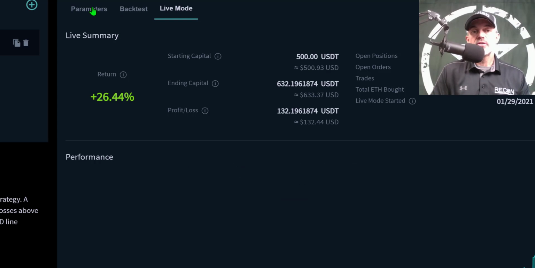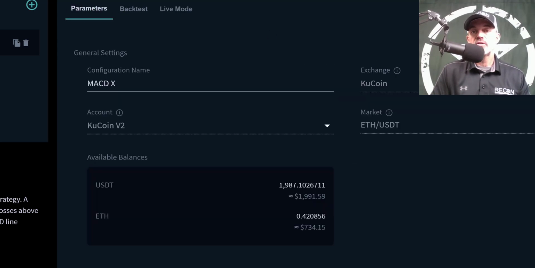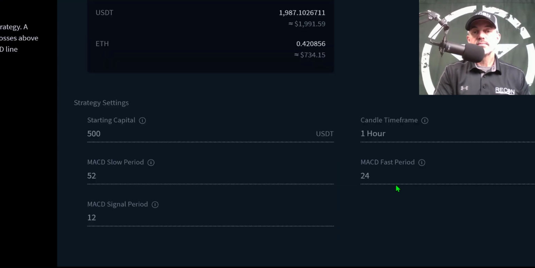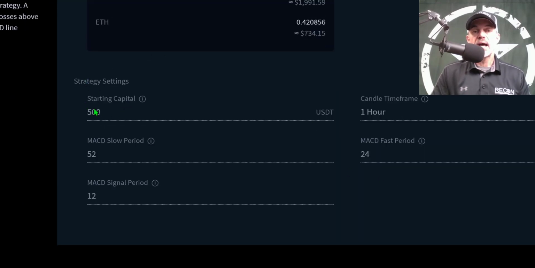Now I can share the parameters of this bot with you by clicking on the parameters tab, and you'll see I named it MACD Cross. The exchange I'm using is KuCoin, which is my KuCoin account. I'm trading ETH USDT. And if we scroll down, you can see the starting capital was $500. The candle time frame was 1 hour. My MACD slow period was 52. My MACD fast period was 24. And the MACD signal period was 12. Now the defaults are typically 26, 12, and I believe 9.